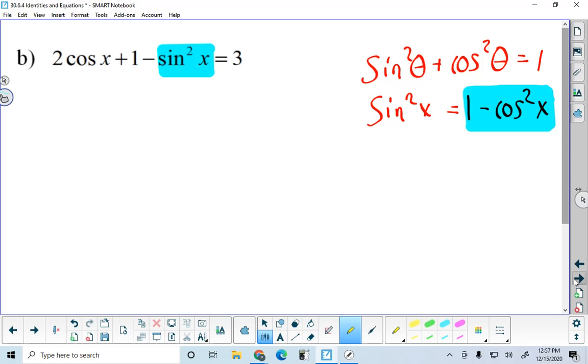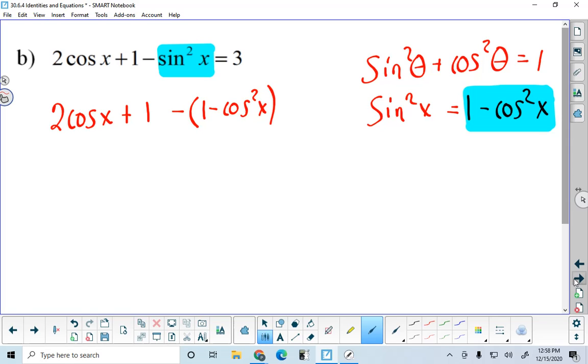Okay, so I'm going to rewrite the equation. It's 2 cosine x plus 1 minus (1 minus cos squared of x), because sine squared of x is 1 minus cos squared of x. I hope you're okay with the fact that over here on the right, I went from an identity that used theta to an identity that used x. And now this is equal to 3.